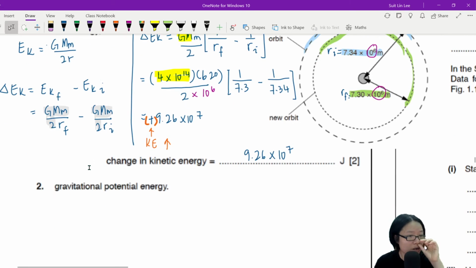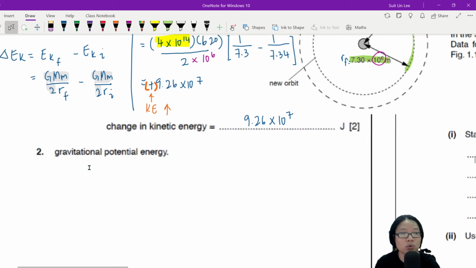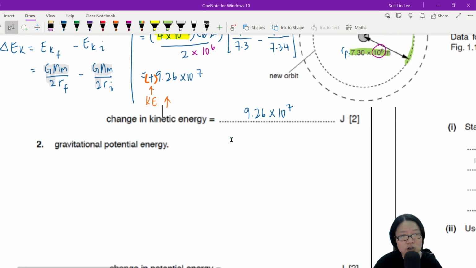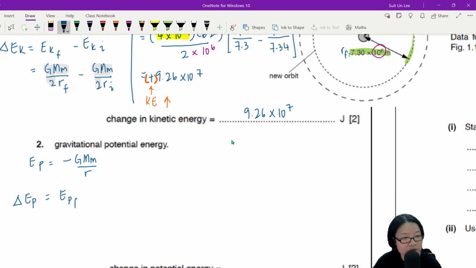Alright, next. Gravitational potential energy. Ooh, interesting. Okay, so what's the equation for gravitational potential energy again? Ep here would be negative GMm over R. So this equation you have to know, if not you cannot do lo. So the change in potential energy, I will do the same thing again. I will take the final potential energy minus the initial potential energy. Need to minus law. Okay.